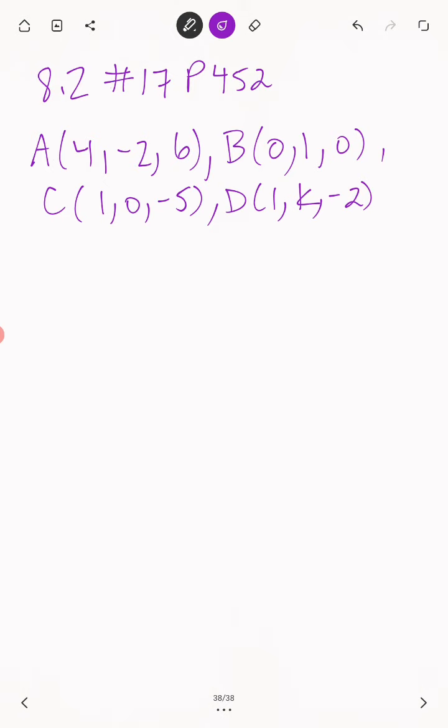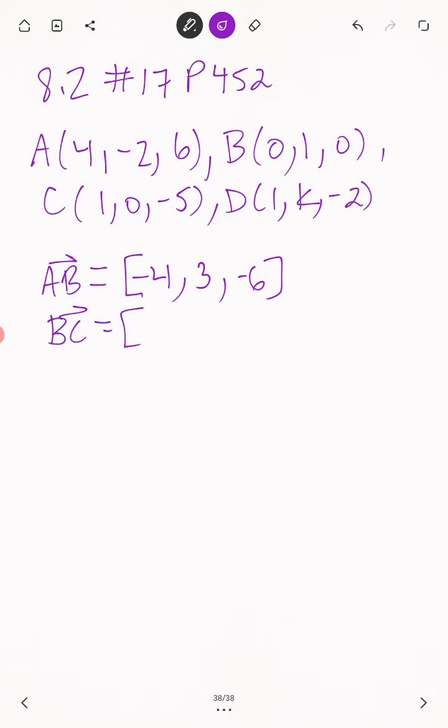If all of these points are in the same plane, then I should be able to get some direction vectors for the plane using these points. So let me start by doing that. So one direction vector could be AB, which is -4, 1 minus -2, so 3 and -6. Another one could be BC, which is 1, -1, -5.